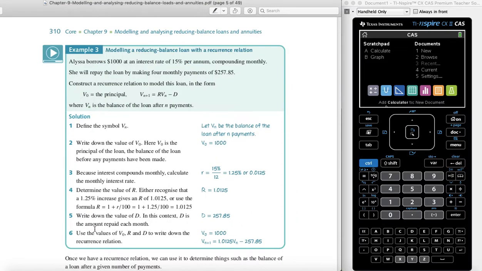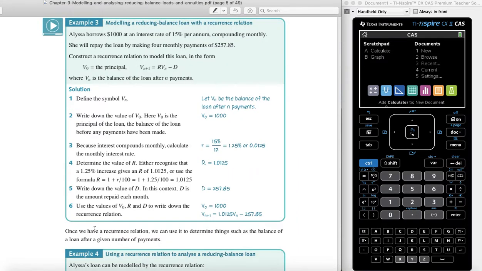Let's have a look at this first example. Modelling a reducing balance loan with a recurrence relation. Alyssa borrows $1,000 at an interest rate of 15% per annum. That's like a credit card sort of interest rate, compounding monthly. She'll repay the loan by making 4 monthly payments of $257.85. So you can already see how they're going to get interest, because 4 250s is 1,000, so the extra $2.85 is going to be interest they're making.